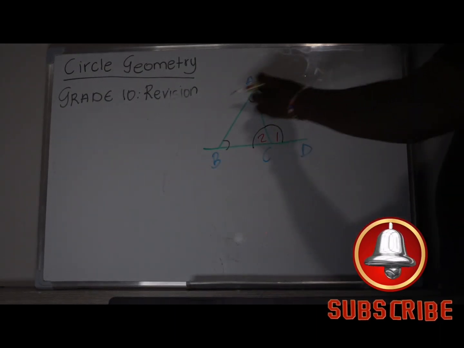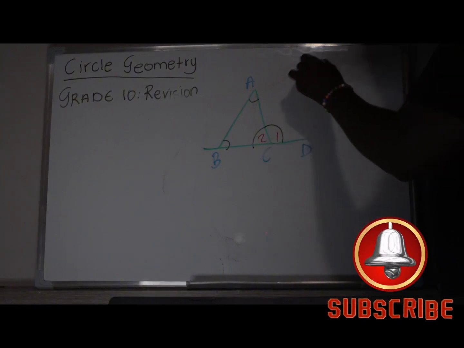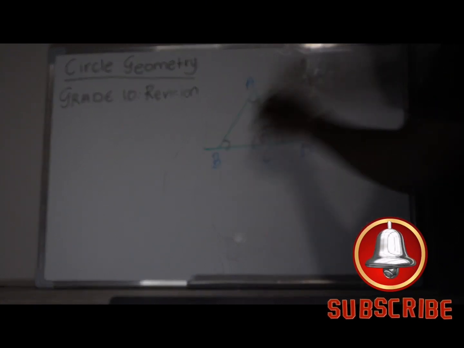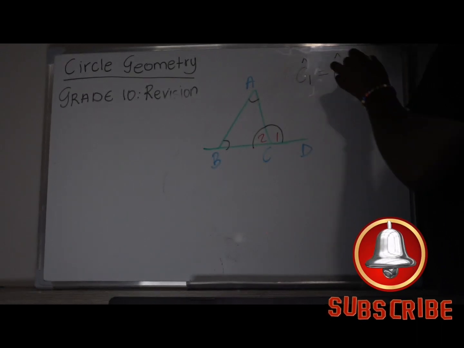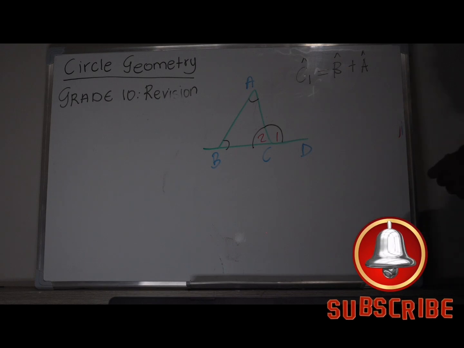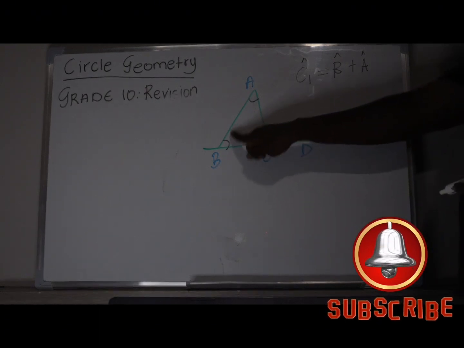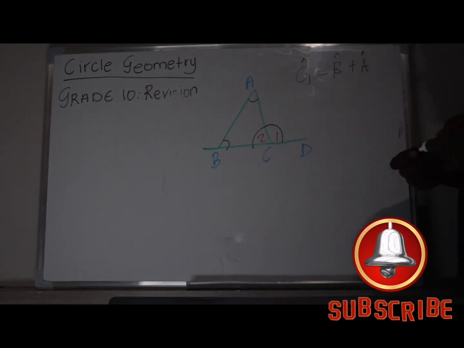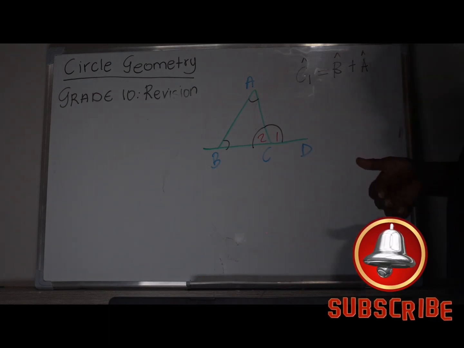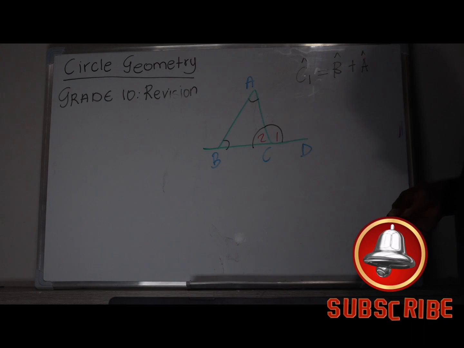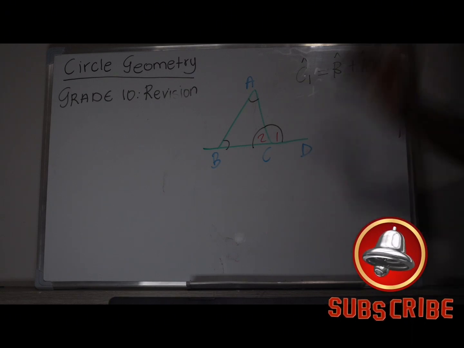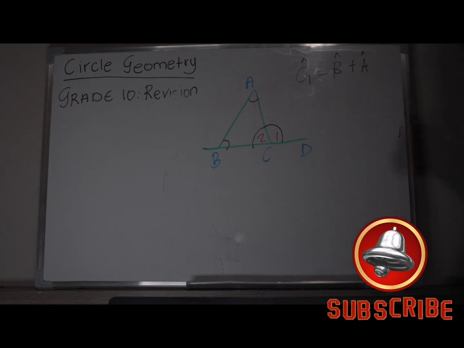Now, if you've got a triangle and an angle outside, it means C1 is equal to angle B plus angle A. Which means this angle equals this angle plus this angle. Always it's like that. Please remember, memorize these things into your mind.